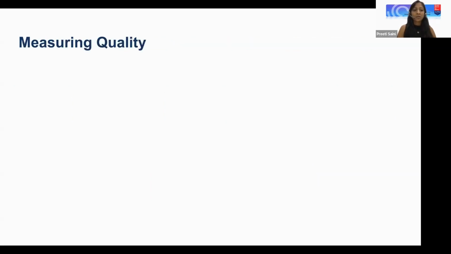Right? So let's move into measuring quality, and I would like to give the control back to Anshul here.